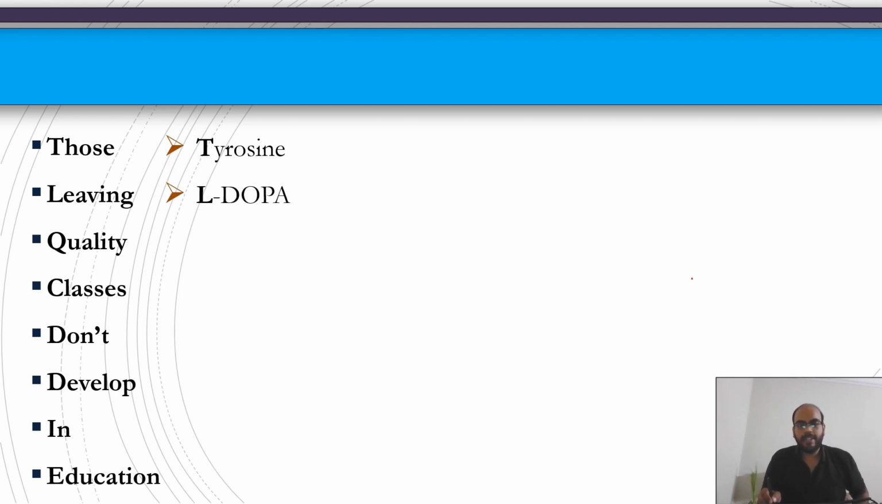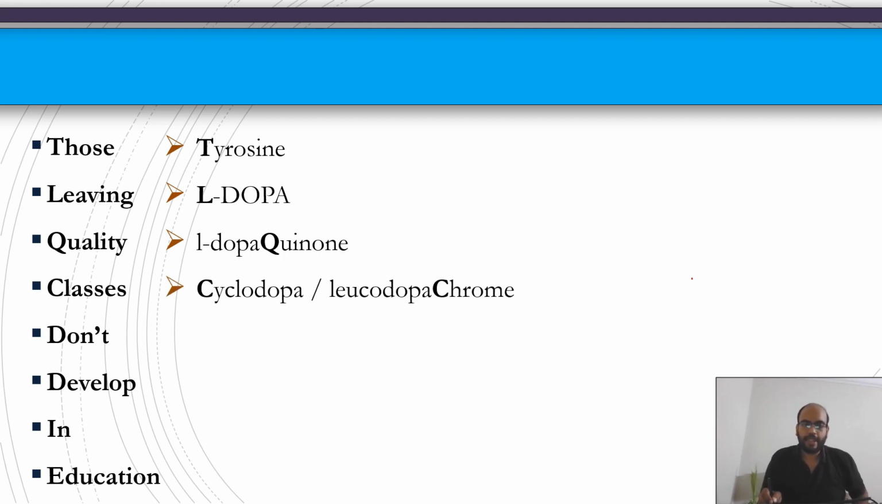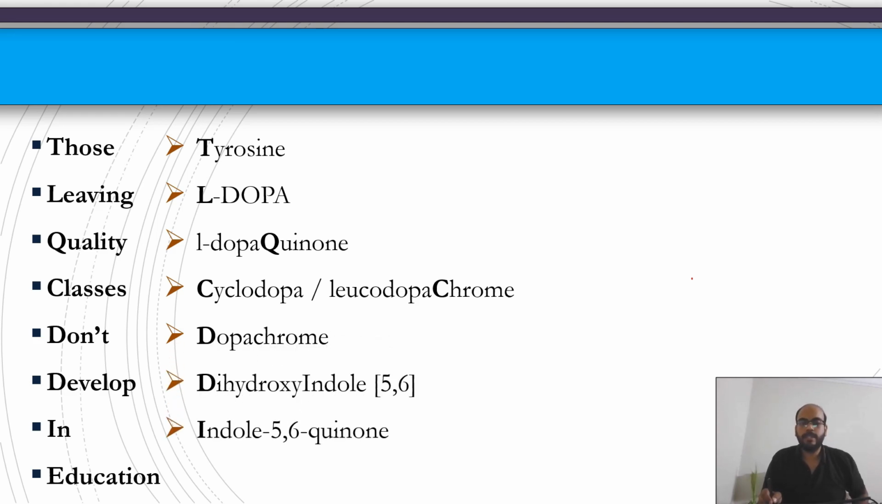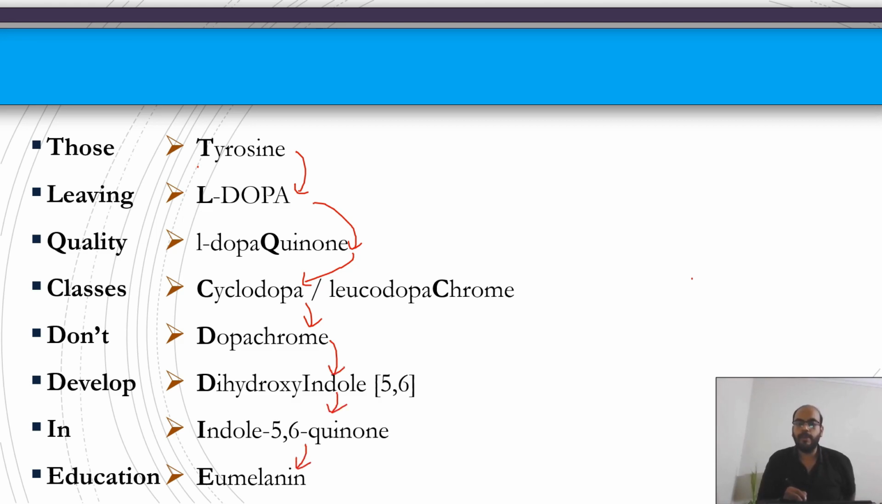Those means tyrosine, leaving means L-dopa, quality means L-dopaquinone, cyclodopa, dopachrome, dihydroxyindole, indole, eumelanin. So these are the structures in the formation of melanin from tyrosine to eumelanin. Those leaving quality classes don't develop in education. T for tyrosine to L-dopa, L-dopa to L-dopaquinone, L-dopaquinone to cyclodopa, cyclodopa to dopachrome, dopachrome to dihydroxyindole, dihydroxyindole to indole 5,6-quinone, and eumelanin. So using this mnemonic, you'll be easily able to remember the steps.